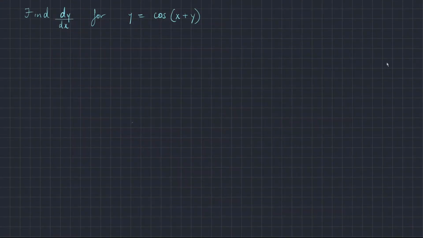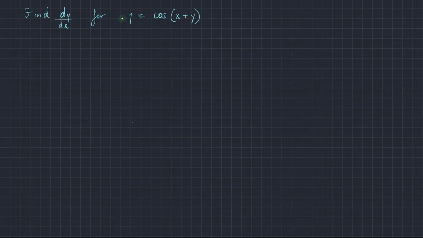For our next example, let's find dy/dx for y = cos(x + y). Now this looks like an explicit function, but it's not explicit, because there is y on the left-hand side as well as the right-hand side, and practically it's impossible to isolate y on one side and have only x's on the other side.